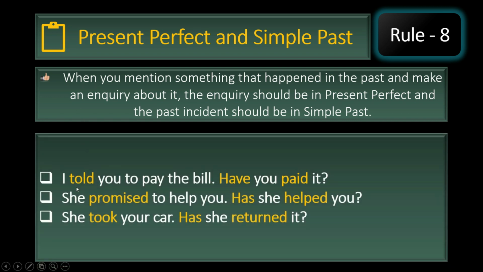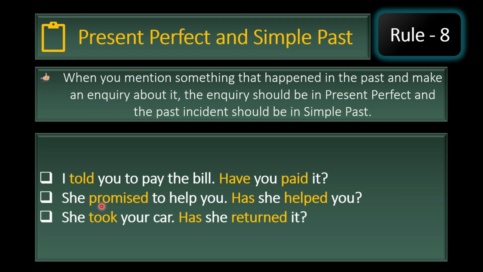Look at these examples here. The first one, I told you to pay the bill. This is a past event, past incident. I told you to pay the bill. So the past one should be in simple past. And what about this? Have you paid it? I am making an inquiry about it now. Have you paid it? This is present perfect.